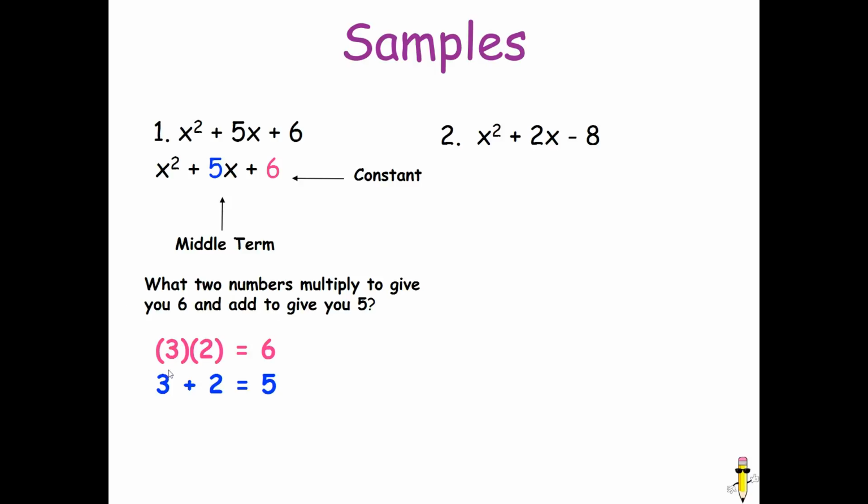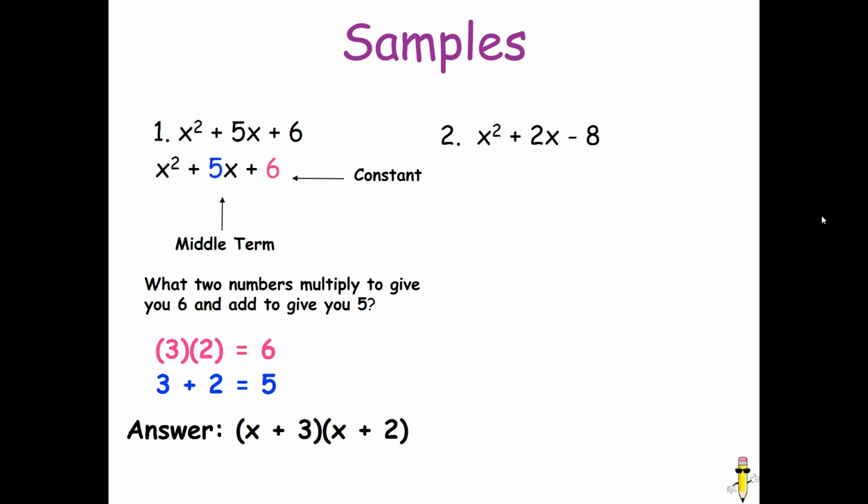And I should get something that looks like a 3 and 2. So if I take 3 and 2, multiply them together, I get 6, but if I add them, I get 5. So these are the numbers I'm going to work with. And I would rewrite this binomial like x plus 3 and x plus 2, as you can see right here. So this would be the answer.